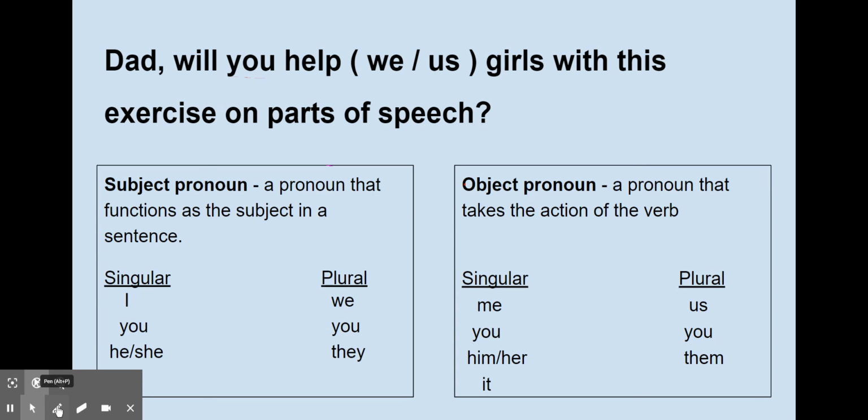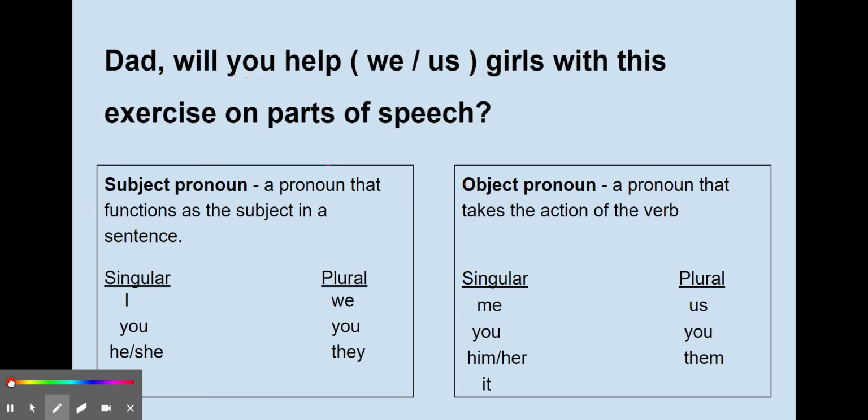Now let's take a look at another example. The sentence at the top says, "Dad, will you help blank girls with this exercise on parts of speech?" So, Dad, will you help we girls, or Dad, will you help us girls? We have to figure out what's the subject, what's the object of the sentence, and who's receiving the verb.